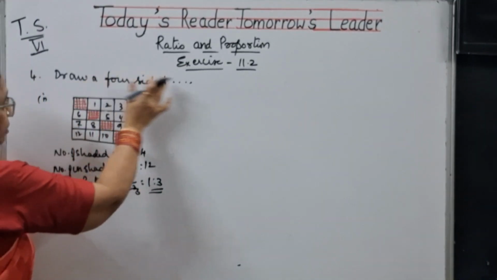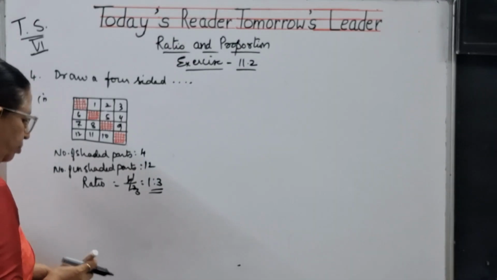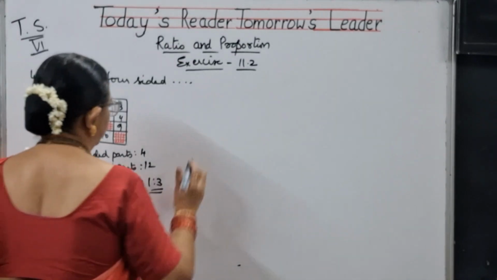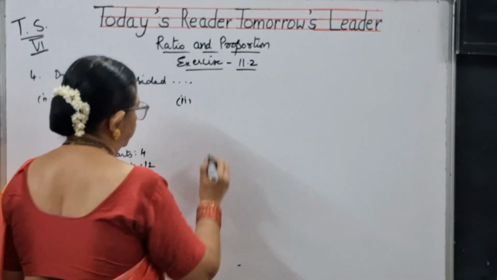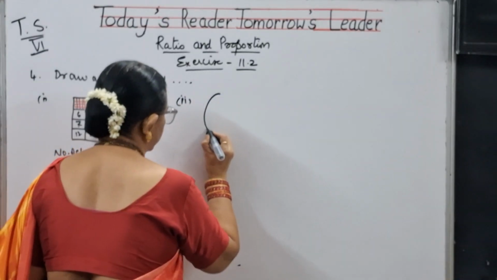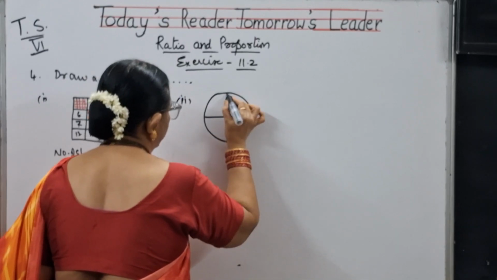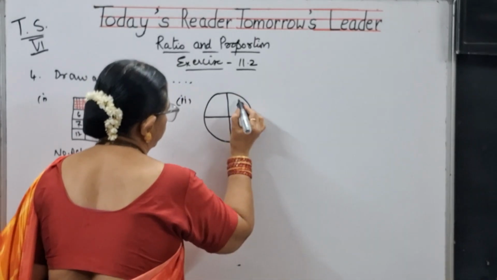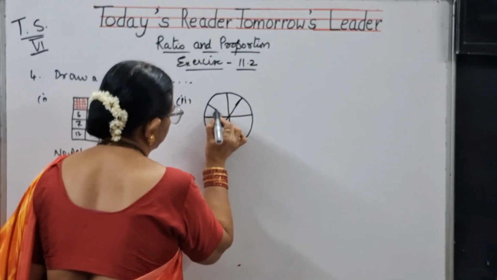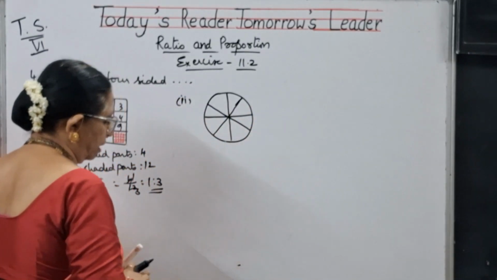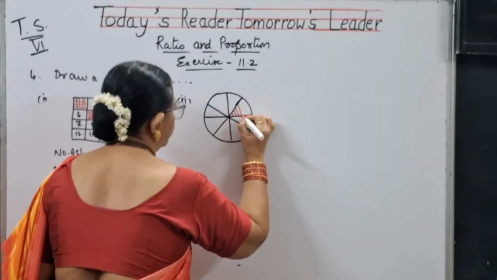So what is asked in the problem? We have done, children. This is the first bit. And second and third, our wish. Any figures we can draw. So I am taking a circle and dividing it into parts like this. And here I am shading two parts.